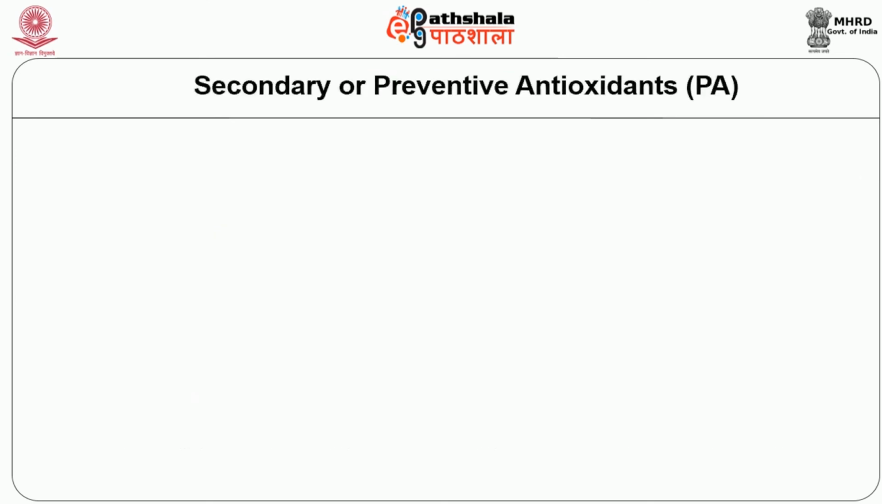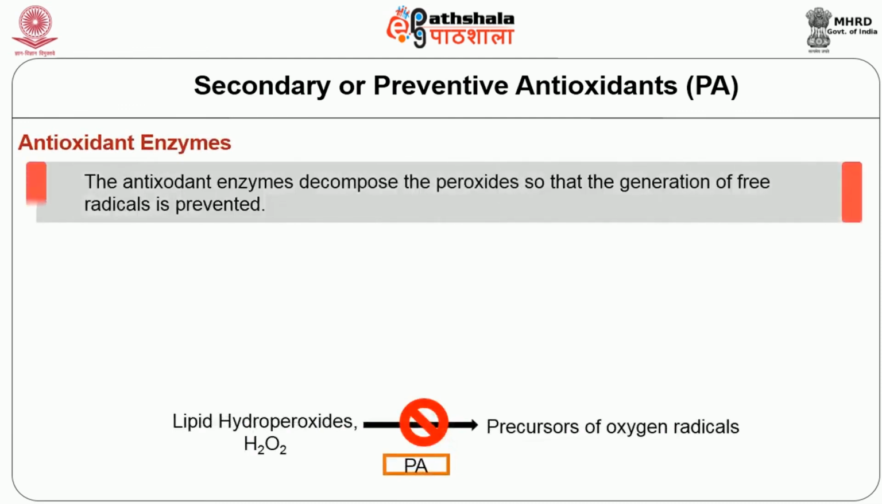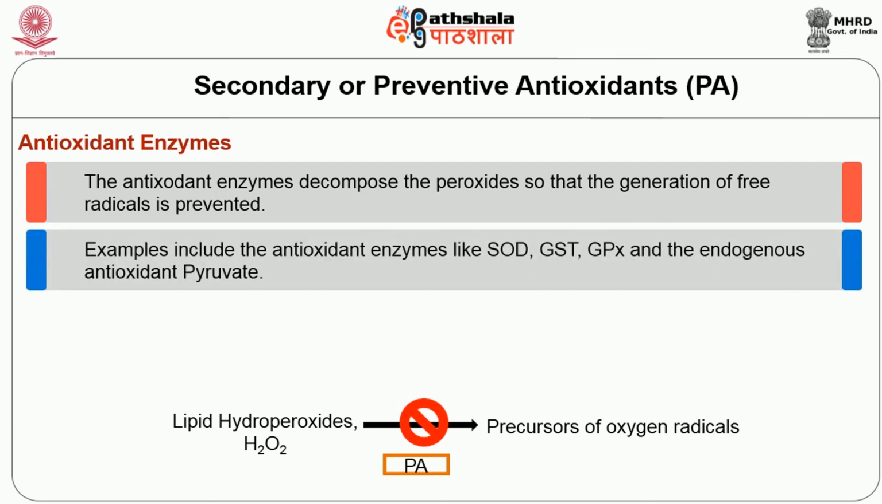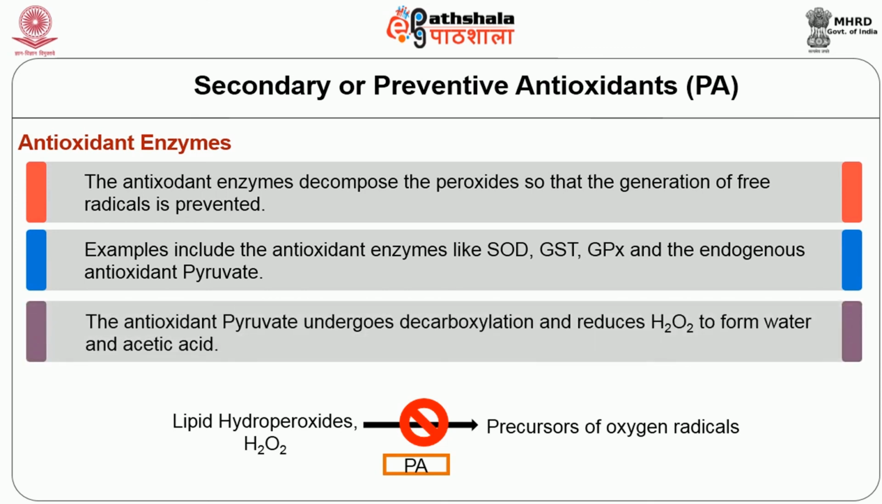On the other hand, the preventive antioxidants suppress the generation of free radicals and thus reduce the rate of chain initiation. Examples include antioxidant enzymes and transition metal binding proteins. The antioxidant enzymes decompose the peroxides so that the generation of free radicals is prevented. Examples include antioxidant enzymes like superoxide dismutase, glutathione S transferase, glutathione peroxidase, and the endogenous antioxidant pyruvate. Pyruvate undergoes decarboxylation and reduces hydrogen peroxide to form water and acetic acid.